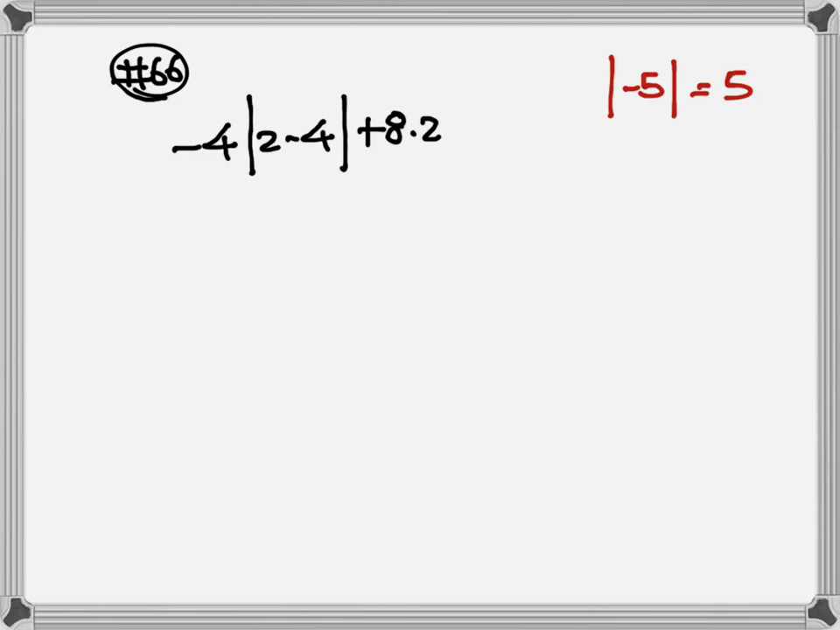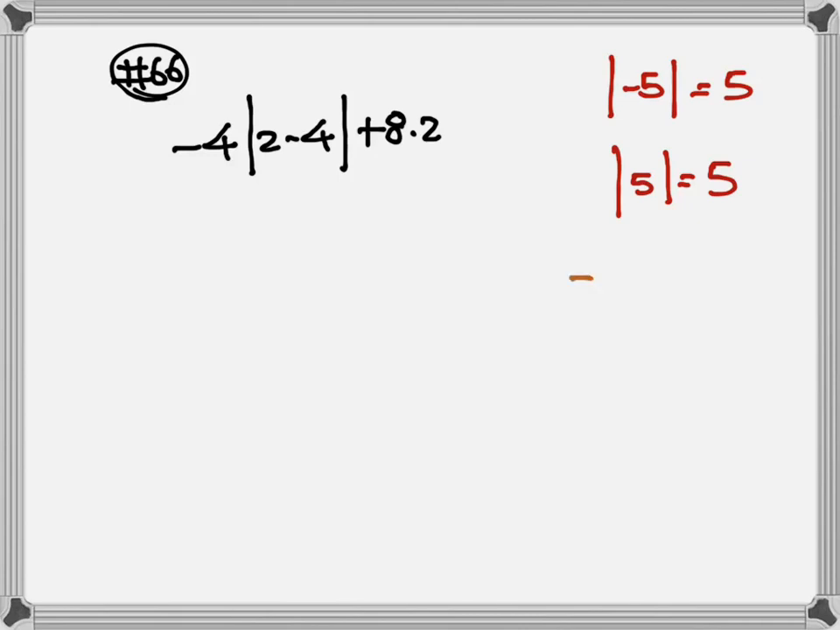Number 66. Here we have negative 4 times the absolute value of 2 minus 4, plus 8 times 2. Now let's look at the absolute value first. For absolute value, if you have negative 5, your answer is equal to positive 5. If you have positive 5, it's also equal to positive 5. So it doesn't matter if it's negative 5 or positive 5 inside, your answer is always positive 5.